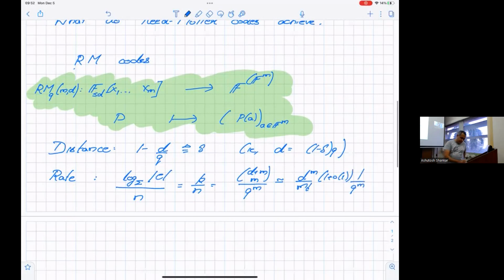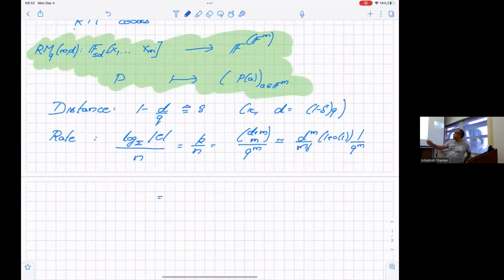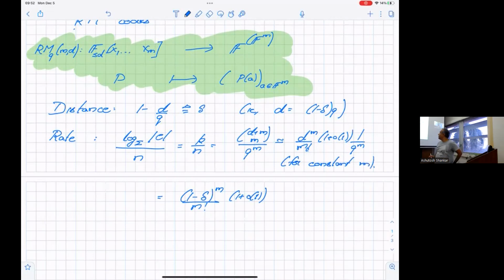Now let's use the substitution d by q equals 1 minus delta. This is roughly (1 minus delta) to the power m by m factorial, times 1 plus little o 1. I'm saying this for a constant m. This is the distance in the code.